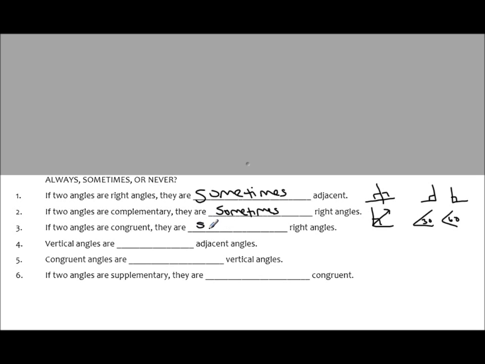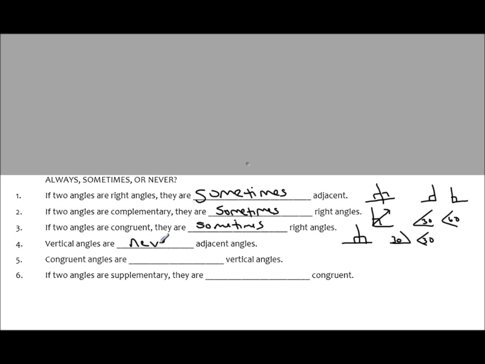If two angles are congruent, once again, they are sometimes right angles. So you can have these two angles be congruent, and yes, they are right angles. Or you can have these two angles be congruent, but they're not right angles.